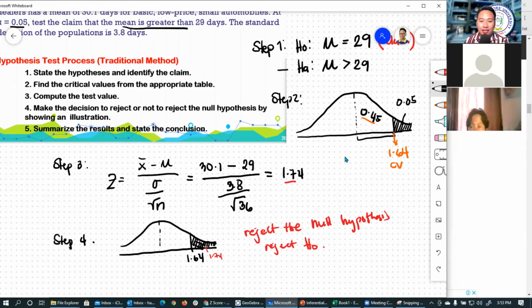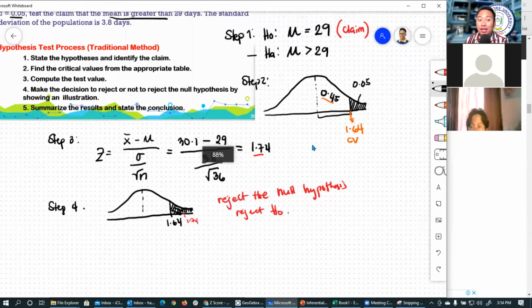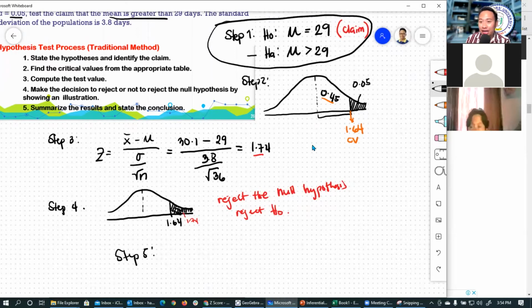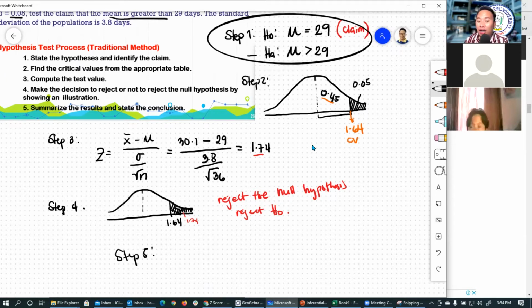Step 5. Step 5, guys, is going to be summarize the result. So summarize the result. Step 5. So this step 5, guys, would be a decision making whether this one here would be realized or not. So because we are rejecting HO, this means to say that this HA here is technically true. So you have a lot of way to state your step 5 or solution or summary. You can say, yes, it is true that the population mean should be greater than 29. That's one statement. That's one answer.